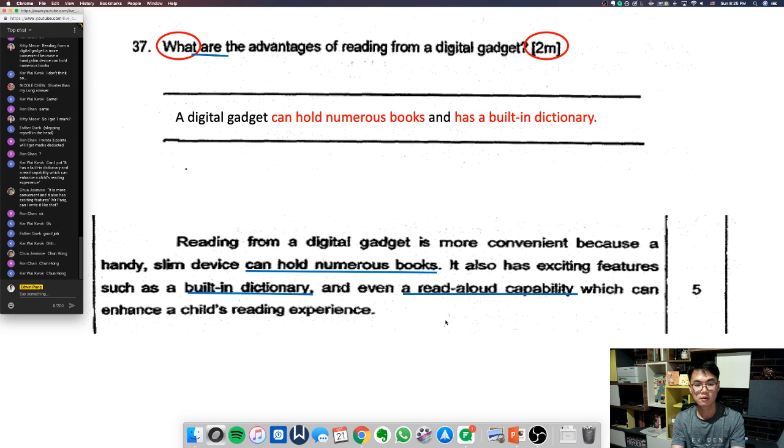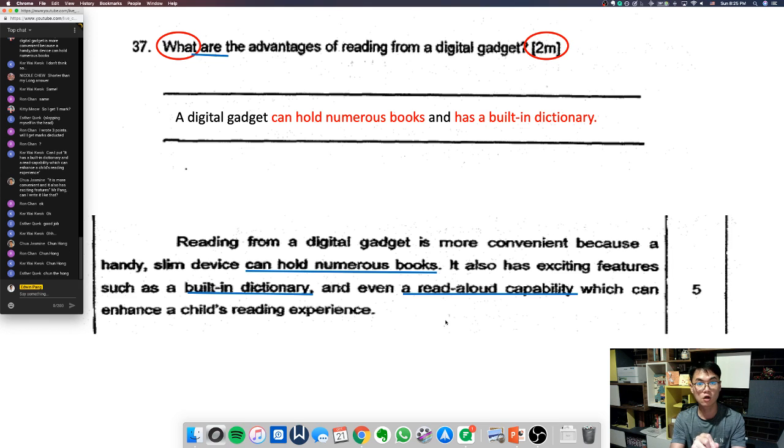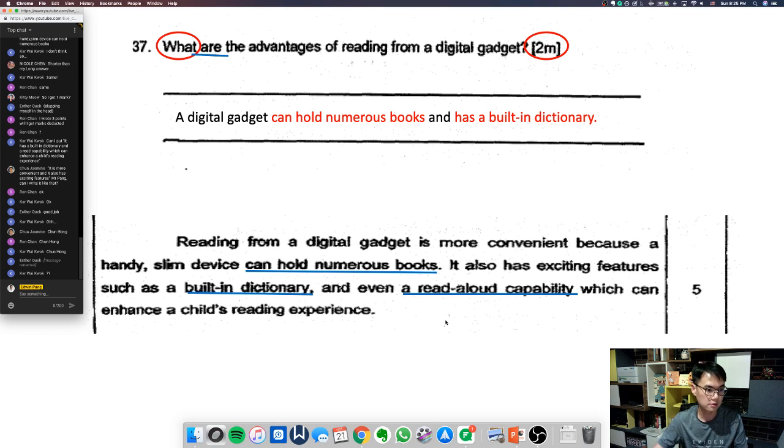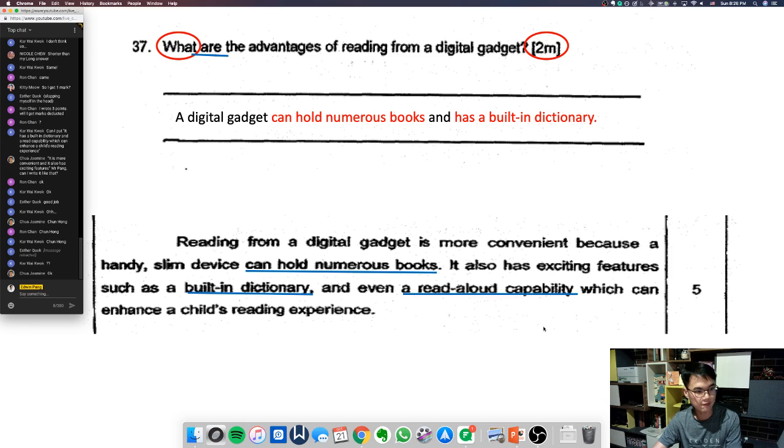A, compared to a normal book, it can hold a lot of books. B, it has a built-in dictionary I can check meanings with. And C, it can read aloud the books to me. None of these things can be done by a normal book, right? So these are the advantages. Okay? Right. Great. Thank you. Please don't do that, Martin. Thank you very much. Okay, so that's question 37.